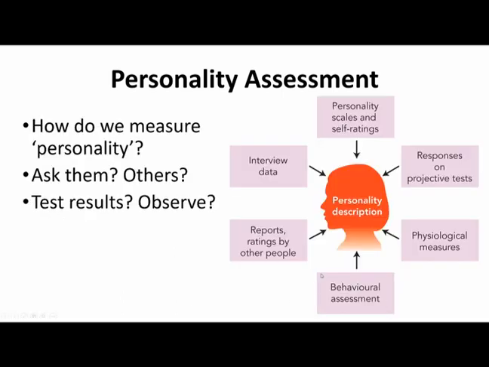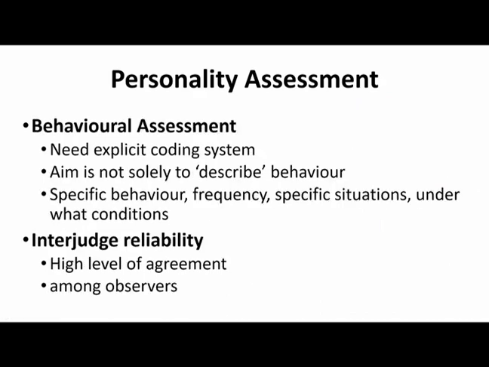If we want to do something like a behavioral assessment, we have another couple of things that we need to consider. Things like requiring an explicit coding system, a set of rules that tell the people who are doing the coding exactly how to code the behaviors that they're observing. Your goal here is not just to describe the behavior. You're trying to capture as much detail about the behavior as possible: the specifics of the behavior, the frequency of the behavior, specific situations in which it's occurring, and under what conditions it's happening. You want to get a complete picture and as much information about this behavior as possible.